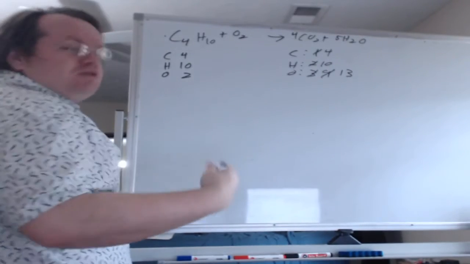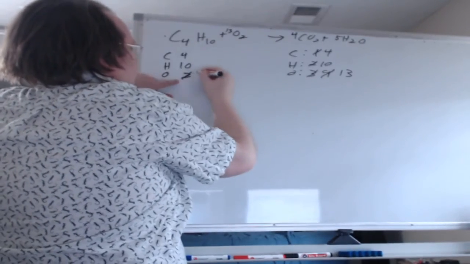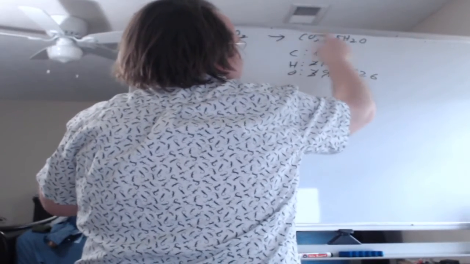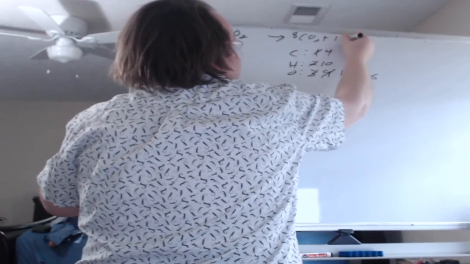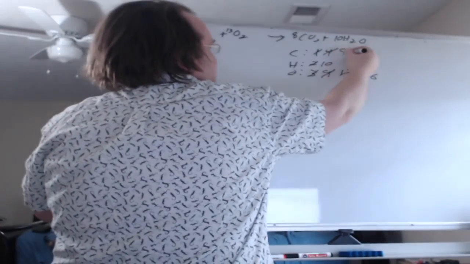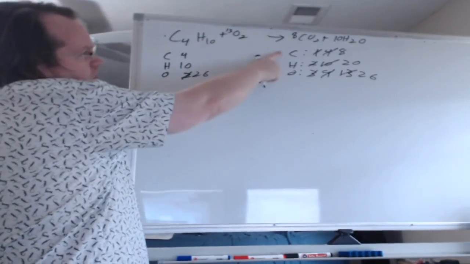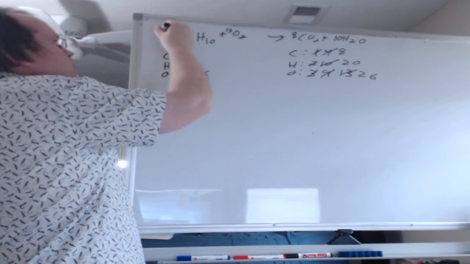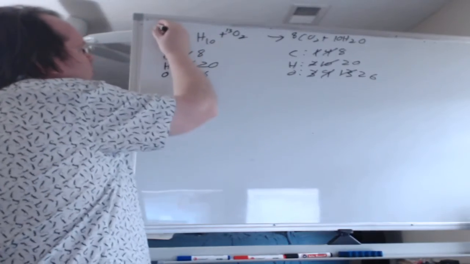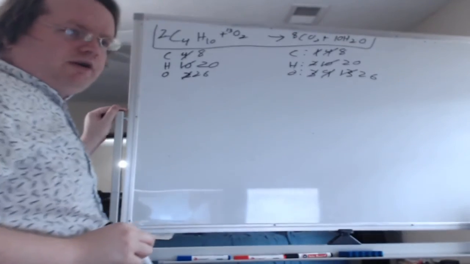So I want to get both to 26, right? So I'm going to do that by putting a 13 in front of this. And then if I want to get this to 26, I'm going to double both of these. So I'm going to make it an 8 and a 10. Now, since we changed that, I also have changed my carbons to 8 and my hydrogens to 20. Well, now they're not balanced, so let's take the carbons. It's an 8. Over here's 4. I'll put a 2 in front. That'll go to 8. That'll go to 20. So we end up with 2 C4H10 plus 13 oxygens makes 8 carbon dioxides plus 10 waters.